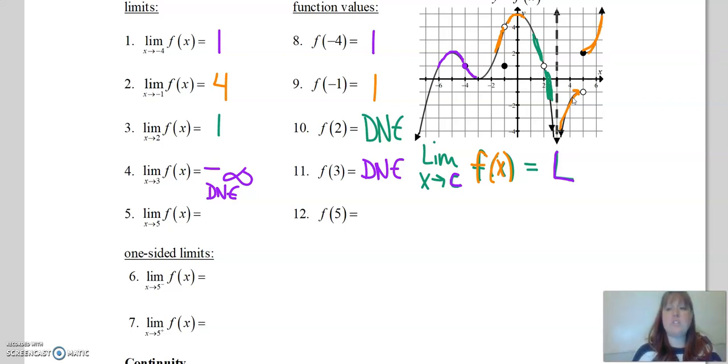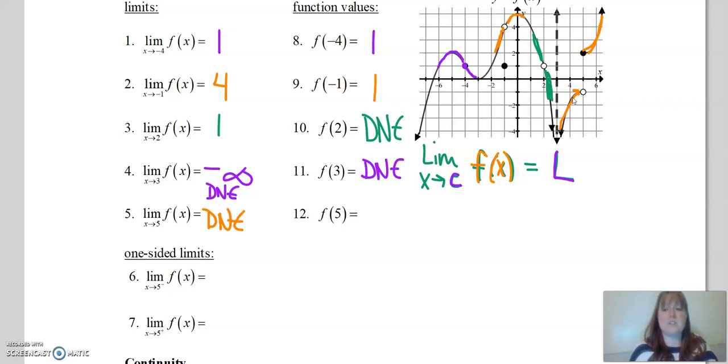Are we going to hit at 3? Are we gonna cross paths? No, we're actually not gonna cross paths. There's a jump discontinuity here. So since the limit from one side doesn't equal the limit from the other side, this limit actually does not exist. So for a limit to exist, the limit from the left has to equal the limit from the right. They have to cross paths.